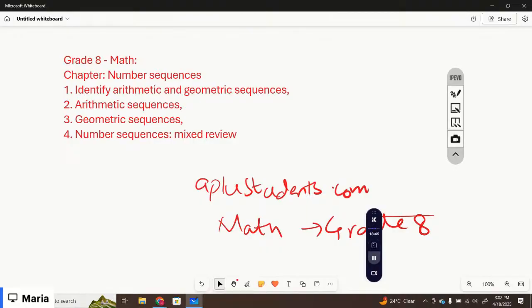We're going to start with the chapter number sequences, and the lessons we're going to cover today are identify arithmetic and geometric sequences, arithmetic sequences, geometric sequences, number sequences mixed freely. So please make sure you have your notebook and pencil so that you can note down the important examples and definitions as well.